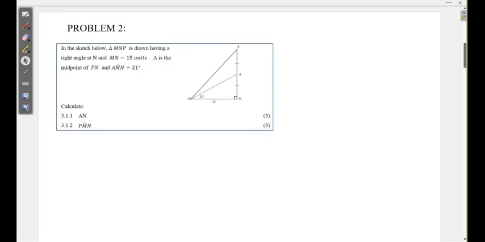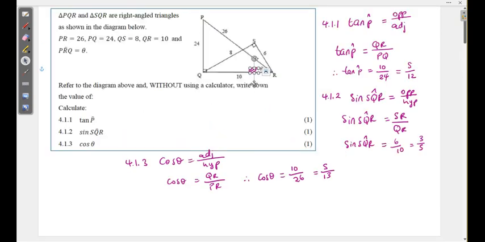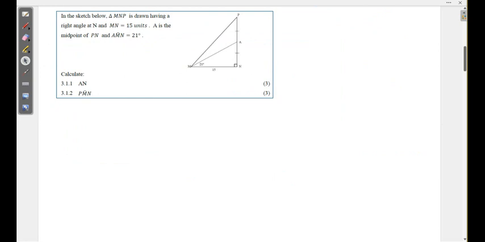So for number 2, we're given a sketch, right? And then triangle MNP is drawn, as you can see there, MNP, right? It's that big triangle there. And then it has a right angle at angle N. So this is the right angle. Mind you, that right angle is for the smaller triangle, and also it is for the bigger triangle. So we usually call that type of an angle a common angle, right?